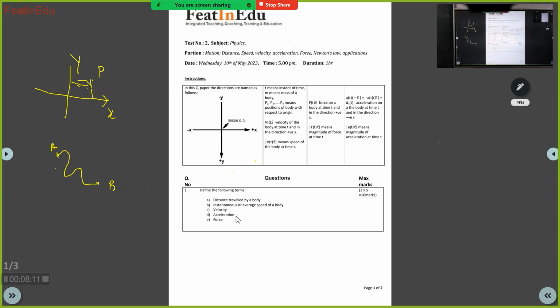What is acceleration? When a velocity associated to the body changes, then it is called acceleration. Here you missed out one point. When the velocity associated with the body changes with respect to time, then we say the body is accelerated. Okay, that is the right answer. Next time you should write this.